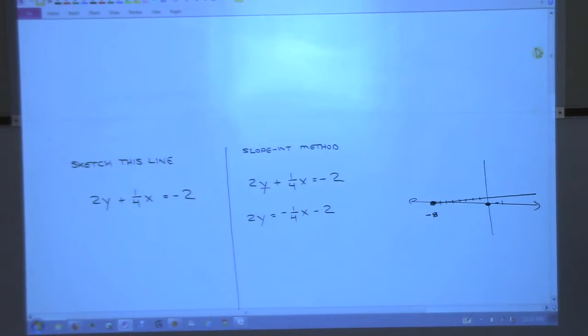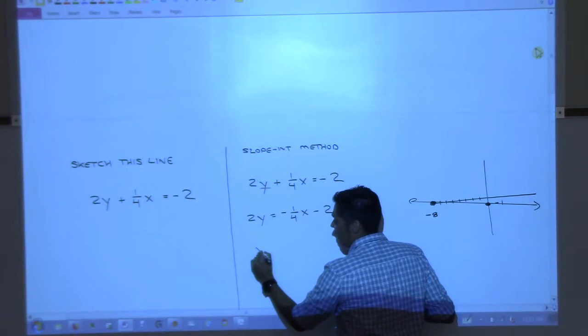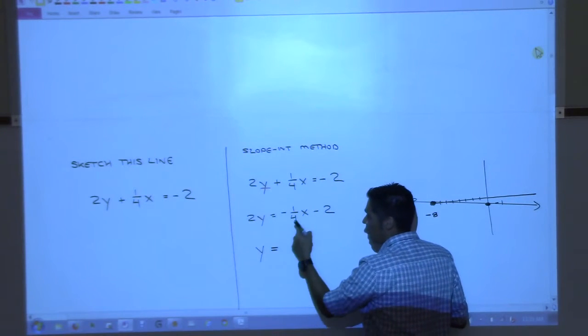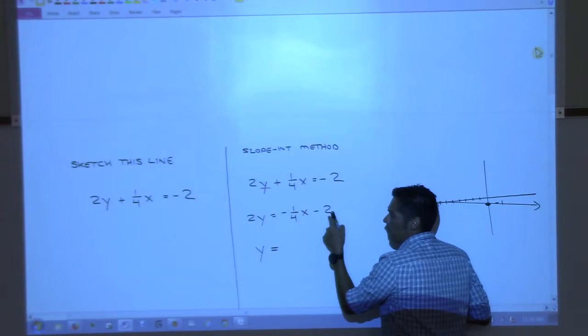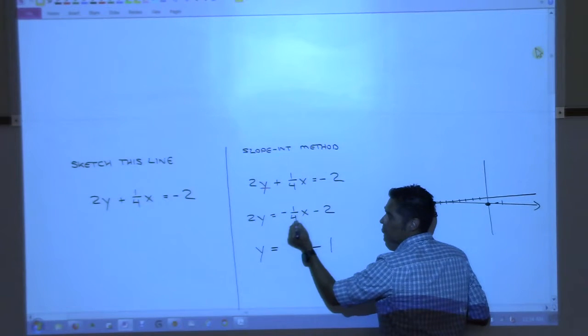Divide by 2, right? So let's be real careful here. What happens when you divide 2y by 2, it goes away. You just have the y here. So I've got the y by itself, but I need to figure out what happens when I divide these by 2. So how about this one divided by 2? Just get minus 1 over there? Okay, but what's this divided by 2?